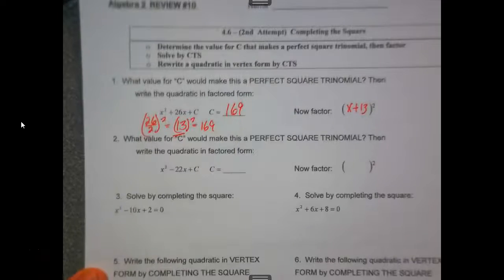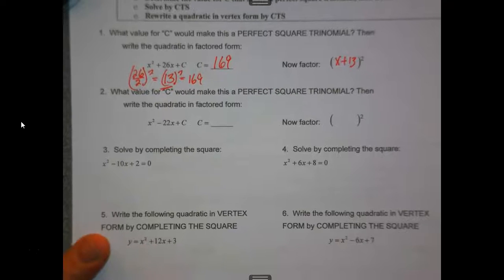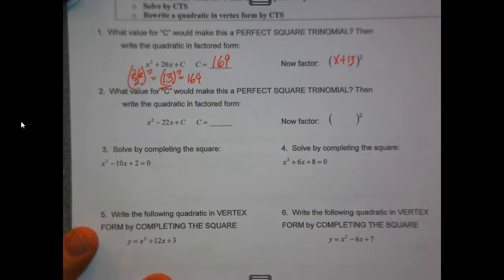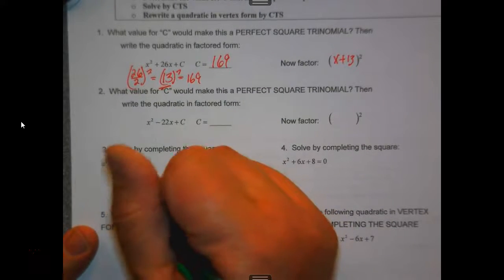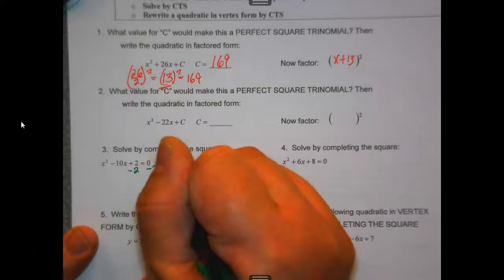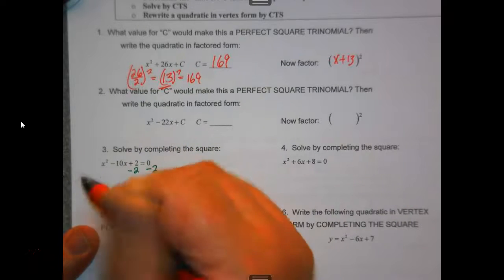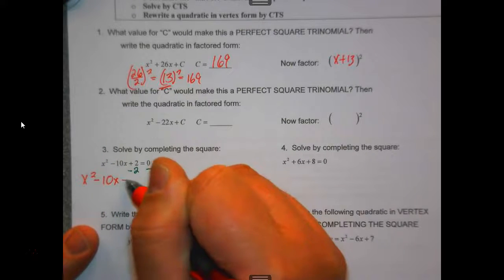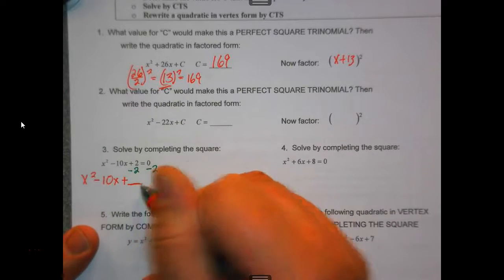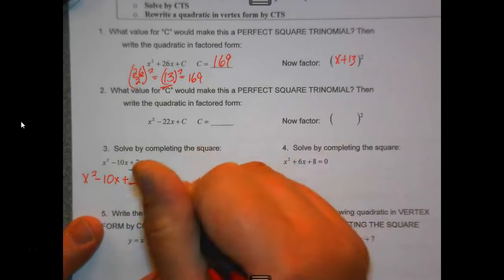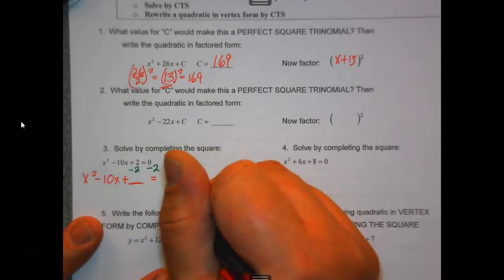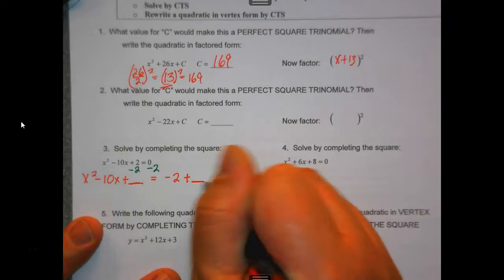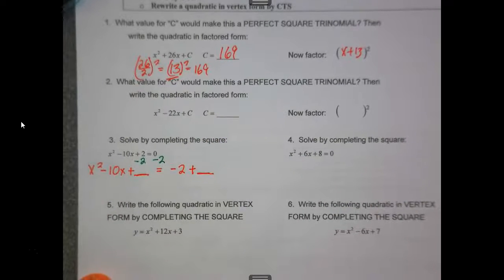Number 3. Solve by completing the square. First thing I have to do is move the 2 over, subtract 2 from both sides. I get x squared minus 10x. I'm going to have to make that a perfect square trinomial, so I'm going to have to find the perfect square. 0 minus 2 is negative 2. I'm going to have to add that perfect square to that side.